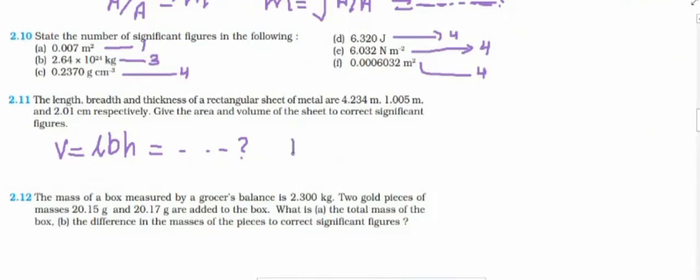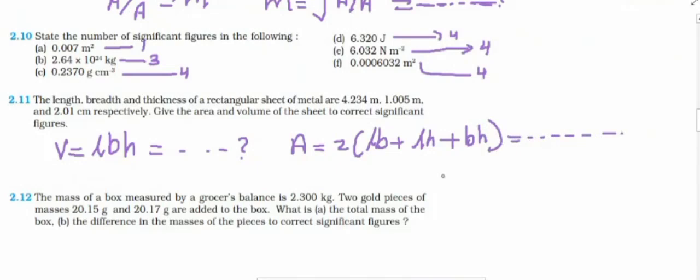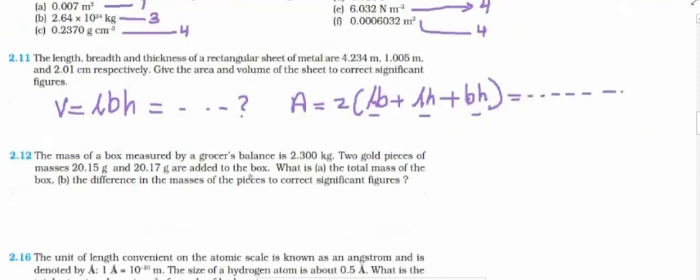Now, next, area. Area is equal to 2 into (LB plus LH plus BH). Substitute the values and find the answer. But when you find the answer, again you have to see, when you take these three products, you have to use the rule of significant figures for the product. Then afterwards, when you add the three quantities, you have to use the rule of decimal points. Then find the final answer.